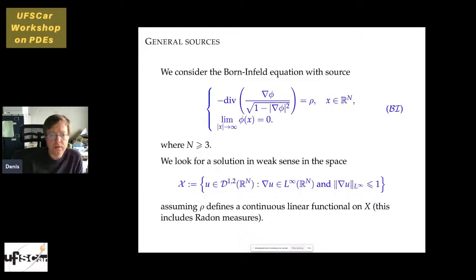So the first thing is that when you want to study this equation, you have to decide on a functional framework. And as David said yesterday, when you look at this kind of problem, you need to work in spaces of Lipschitz functions. So since we are working in R^N, we need to take, let's say, at least functions in a homogeneous Sobolev space. By this, I mean that the gradient of u is in L2. I ask, moreover, that the gradient is in L infinity and that it has an L infinity norm less than one. I'm assuming that rho is just such that it defines a continuous linear functional on X, only this. For instance, it can be a measure, no problem at all.